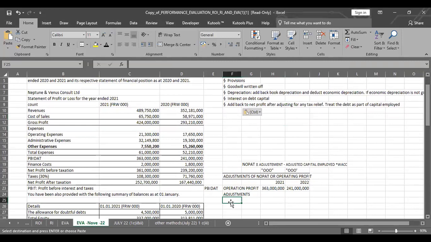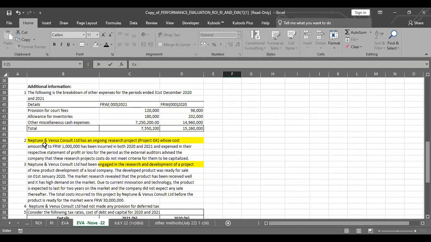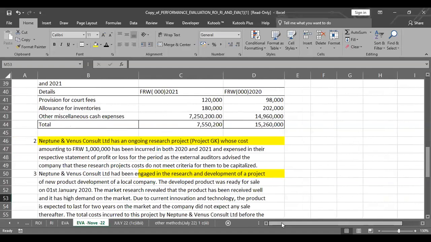So first thing, let me start with the expenditure, because expenditure, I can easily find it in note number 2. Note number 2 says that Neptune and Venus Consort Limited has an ongoing research which is under Project GK, whose cost amounting to 1 million has been incurred in both 2020 and 2021, and expensed in their respective statement of profit or loss, and that means we need to adjust that.